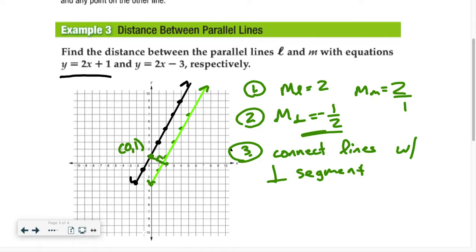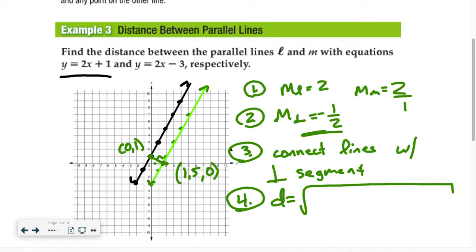Well, the intersection of that perpendicular segment and our line is occurring at 1.5 and 0. Okay? That's where the intersection is occurring. It's a little tougher to visualize, but you can visualize that's where it's intersecting. So the fourth and final step would be to use the distance formula again.